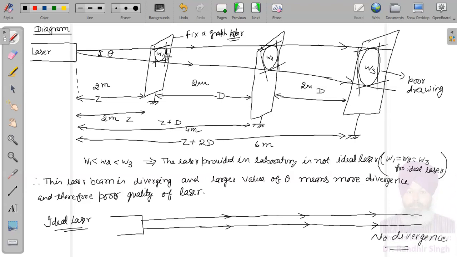Then I will draw tangents. Then I will put the screen at 4 meters from the laser, and again draw tangents. Then I will put the screen at 6 meters from the laser, and again draw tangents. This is how we will do the experiment. Are you ready to do the experiment now? Okay, then I will start the web camera of my laptop.